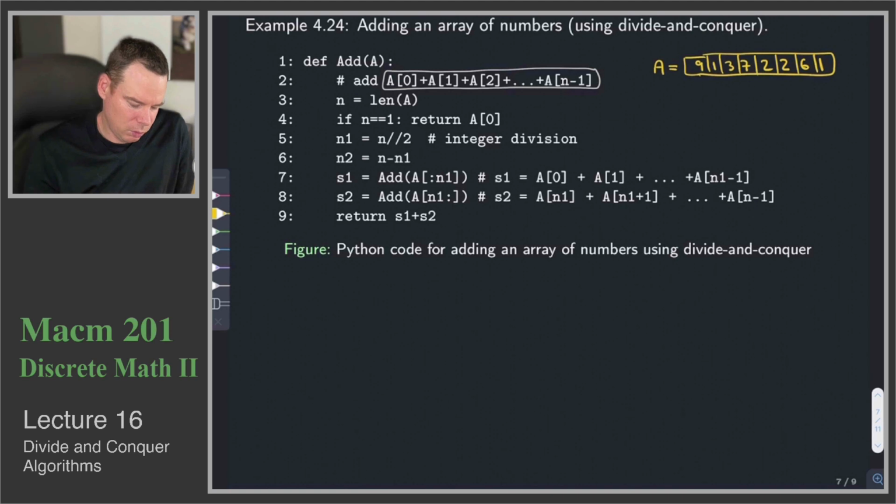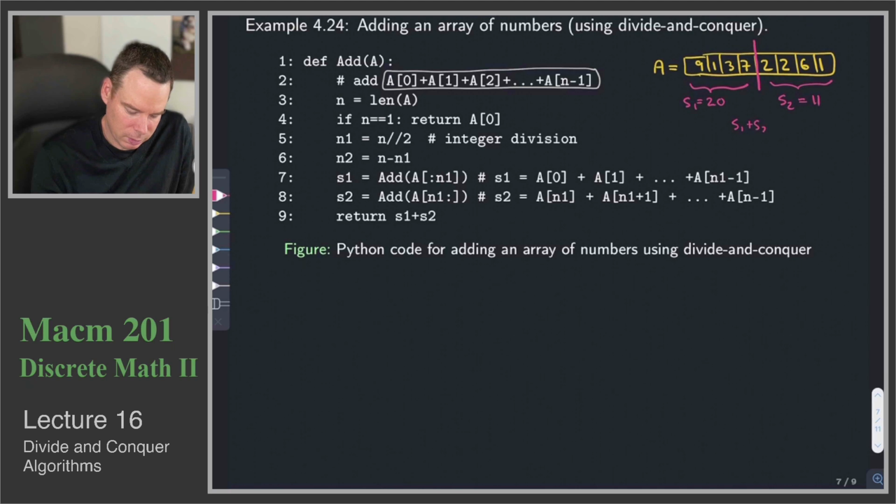The way we are going to do it is we are going to cut the array in half. We are going to make a recursive call to sum the first half of the array, and sum the second half of the array. So the first half of the array will sum to, 9 plus 1 is 10, plus 3 is 13, plus 7 is 20. So that's our S1. We'll also sum the second half of the array: 2 plus 2 is 4, plus 6 is 10, plus 1 is 11. And then we will add the values of those two sums. So that's 20 plus 11, or 31.